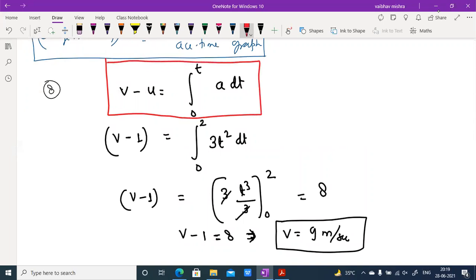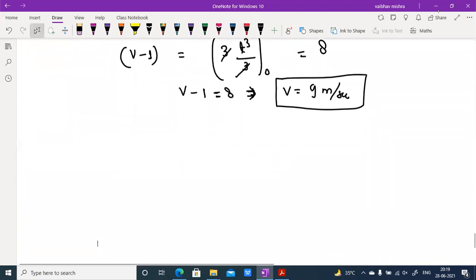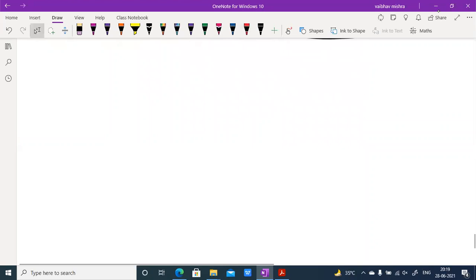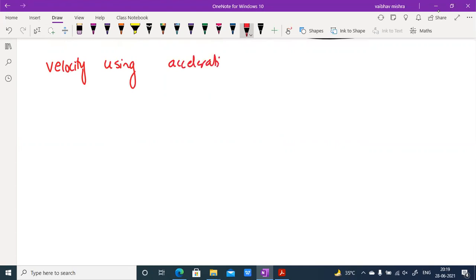But acceleration might be given in other coordinates, other variables like the position. Since when a particle moves, there are two variables changing. Its time is also changing. Time is also increasing and position is also increasing. So now we have to calculate velocity using acceleration and position.